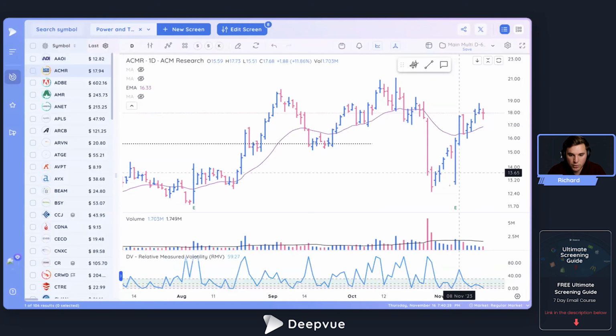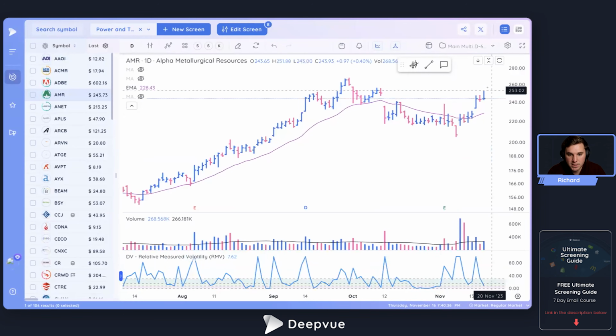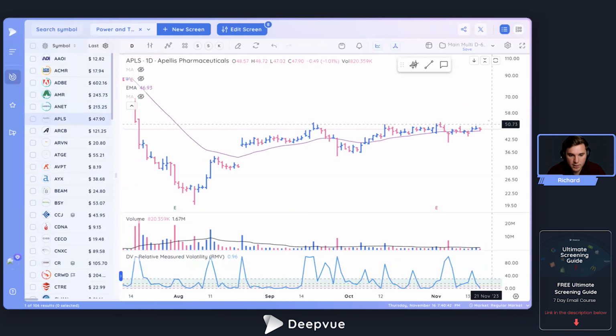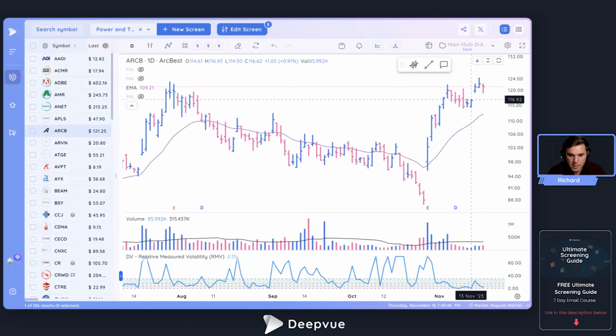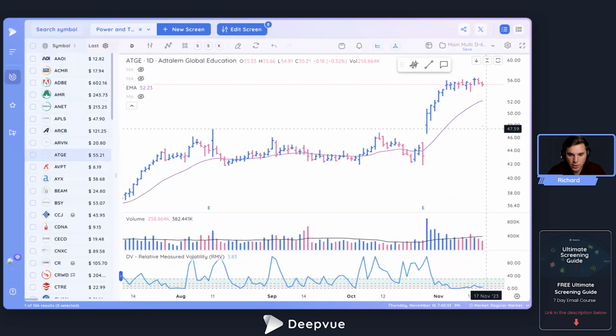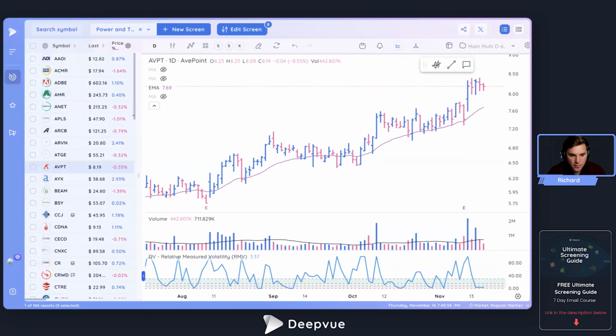Same with ACMR, really nice move up here, but then the last 3 days are getting tighter. Adobe, again, starting to form a range. So this is great at finding stocks that may be starting to form a tight area that you can go ahead and trade. APLS getting really tight on the right-hand side. ARCB, you can see a gap up, but now it's kind of going sideways. So it's a good way to find stocks that are starting to consolidate and tighten up that have been really, really strong. All right, that's pretty much it for what I wanted to cover today.